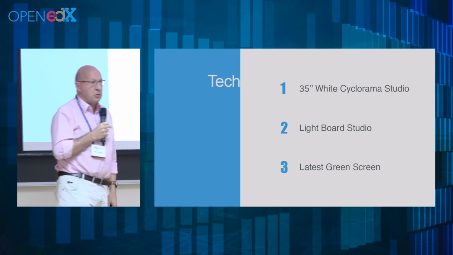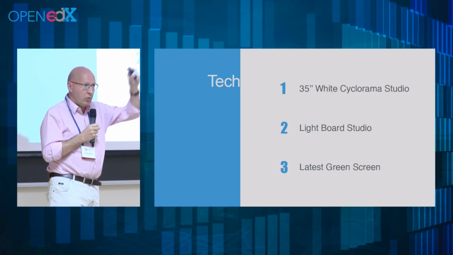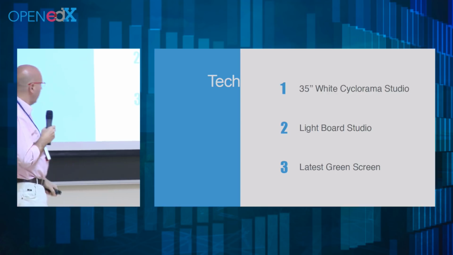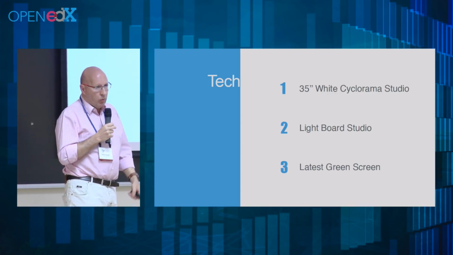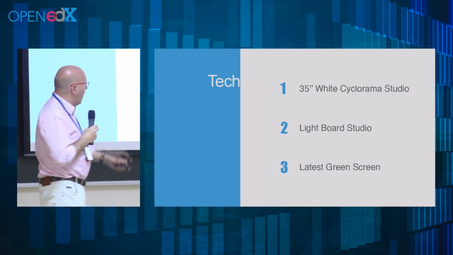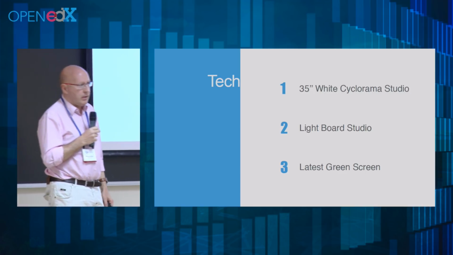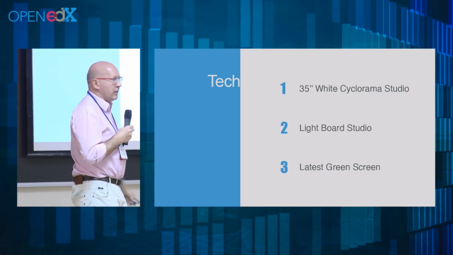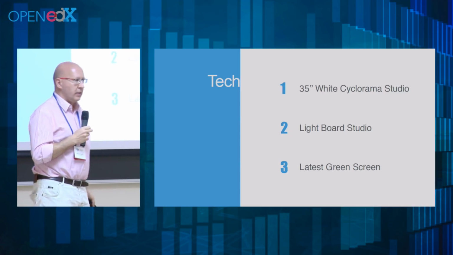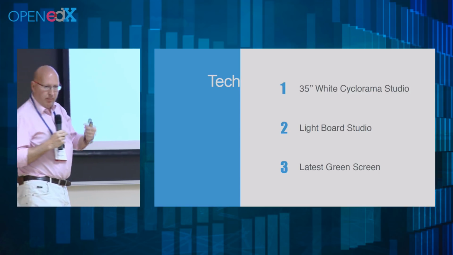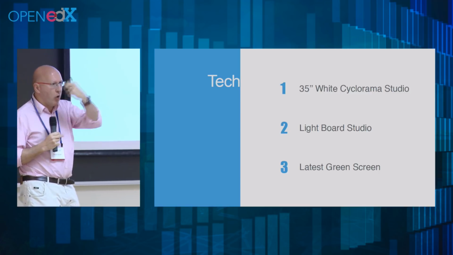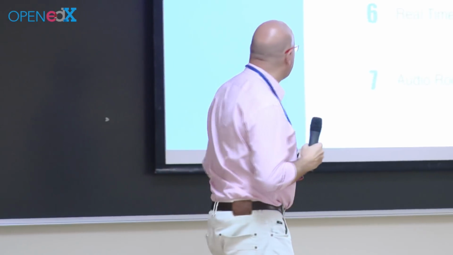We needed to use a light board. A light board is like writing on the glass. That's a nice piece of technology, especially for STEM courses. And in terms of a green screen, we wanted to use CNN style, the latest technology, meaning avoiding that kind of green glow that you see when you do green screen.